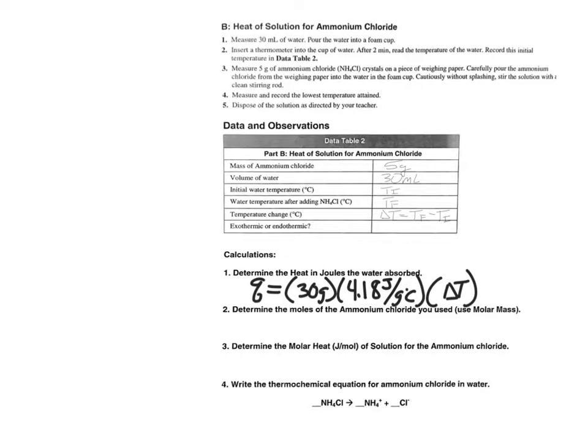In order to determine the moles of ammonium chloride that you used, you're going to need your periodic table. You used 5 grams of ammonium chloride, and the formula is written up above, NH4Cl.